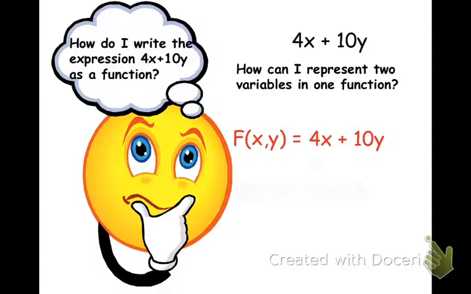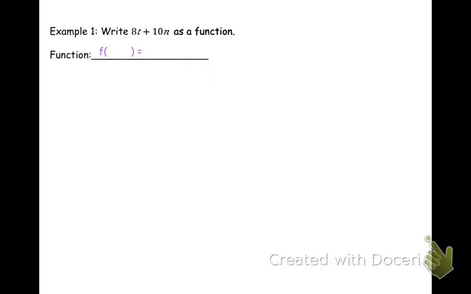So let's see how this actually works. So let's say we write 8t plus 10n as a function. My two variables would be t and n. Generally, just put them in the order you see them. They don't necessarily have to be in that order. So f of t comma n would be 8t plus 10n.